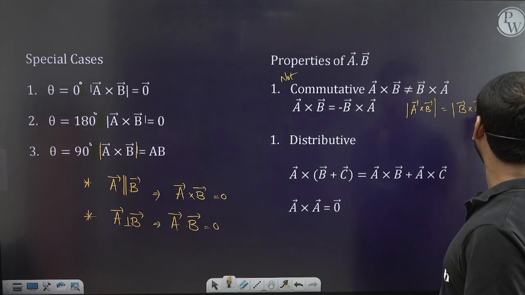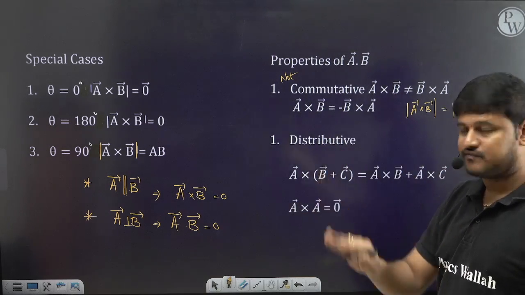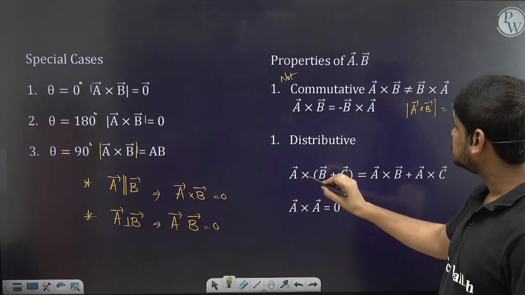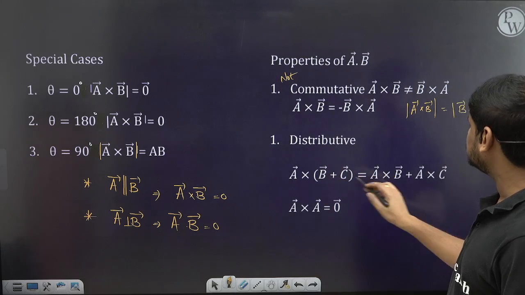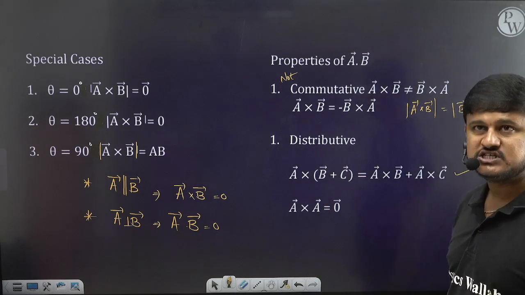Magnitude of B cross A. But we can say that A cross B is equal to minus B cross A, the negative of that. And it is distributive in law. So A cross (B plus C) is equal to A cross B plus A cross C. So this is distributive.